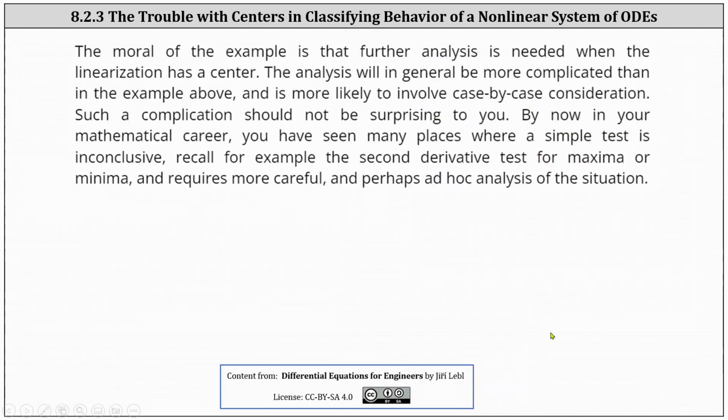The moral of the example is that further analysis is needed when the linearization has a center. The analysis in general will be more complicated and is more likely to involve case-by-case consideration. Such a complication should not be too surprising. By now in your math career, you have seen many places where a simple test is inconclusive. For example, the second derivative test in Calc 1 to determine maxima and minima therefore requires careful and additional analysis of the situation. I hope you found this helpful.